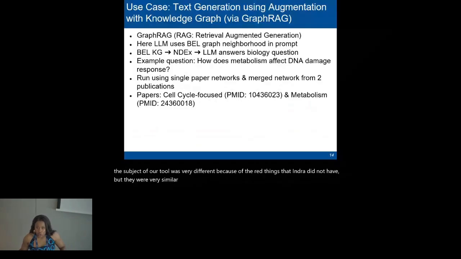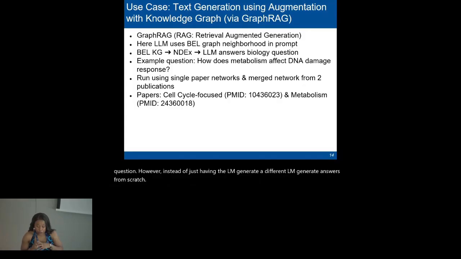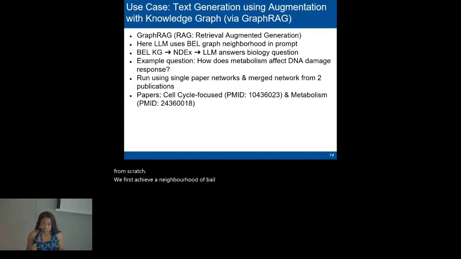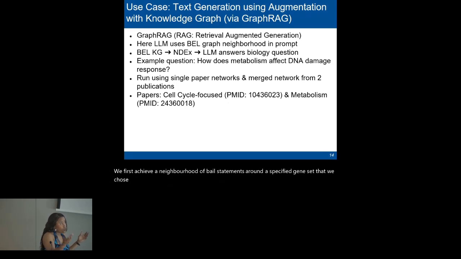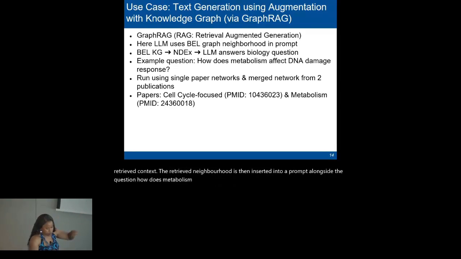A use case for our tool was GraphRAG. GraphRAG stands for Graph Retrieval Augmented Generation, where we tried having the LLM generate answers for a question. However, instead of having the LLM generate answers from scratch, we first retrieve a neighborhood of BEL statements around a specified gene set that we chose from a knowledge graph that was produced by our tool and stored in INDRA. This retrieved neighborhood is then inserted into a prompt alongside the question, how does metabolism affect DNA damage response? And then this was used to guide the LLM's response.